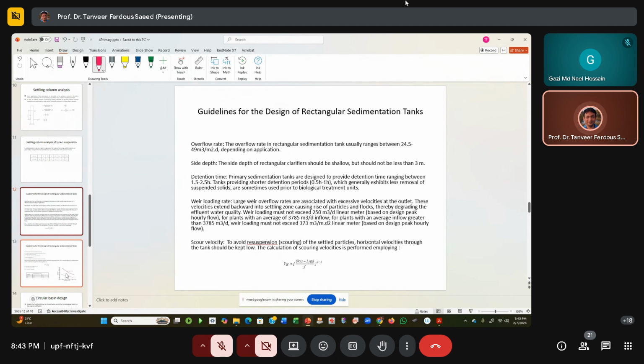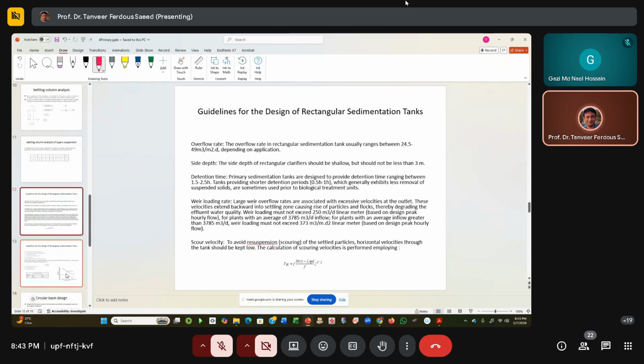And the detention time, or the wastewater holding period in the tank, will range between 1.5 to 2.5 hours. But if you provide a shorter retention time, for example, 0.5 to 1 hour, what will happen? Within this time period, solids won't be able to reach the bottom portion. So many solids will escape due to the shorter retention time.